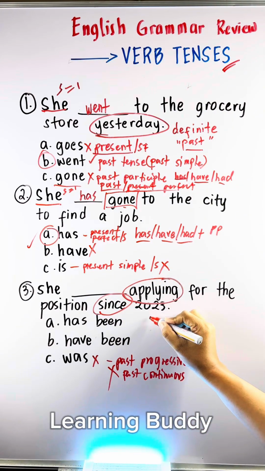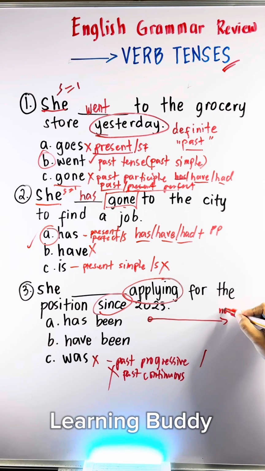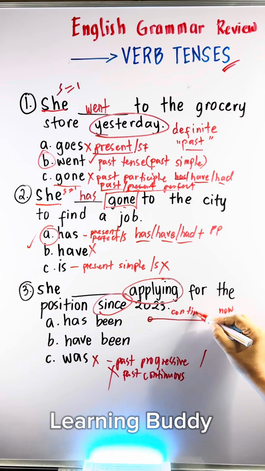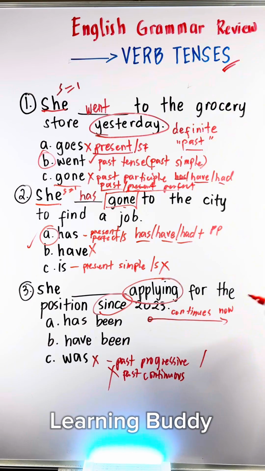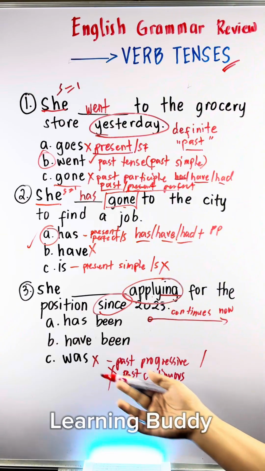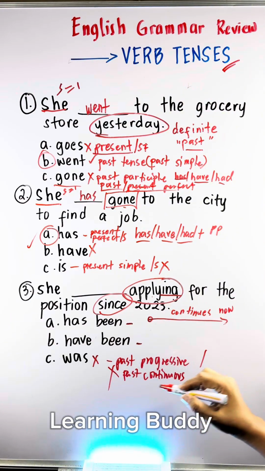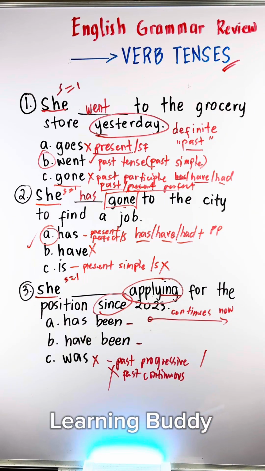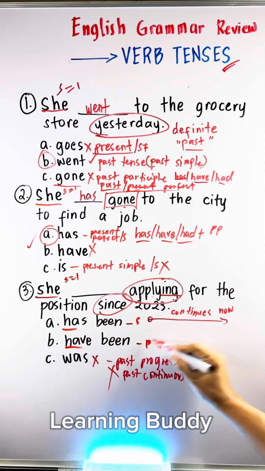Again, since is the clue word that tells us that the action has been started in the past, or at a certain time in the past, and continues up to the present and may continue up to the future. Again, we will not use the word since with past progressive or past continuous tenses. So what we're looking for is present perfect progressive. A, is it has been, or B, have been?